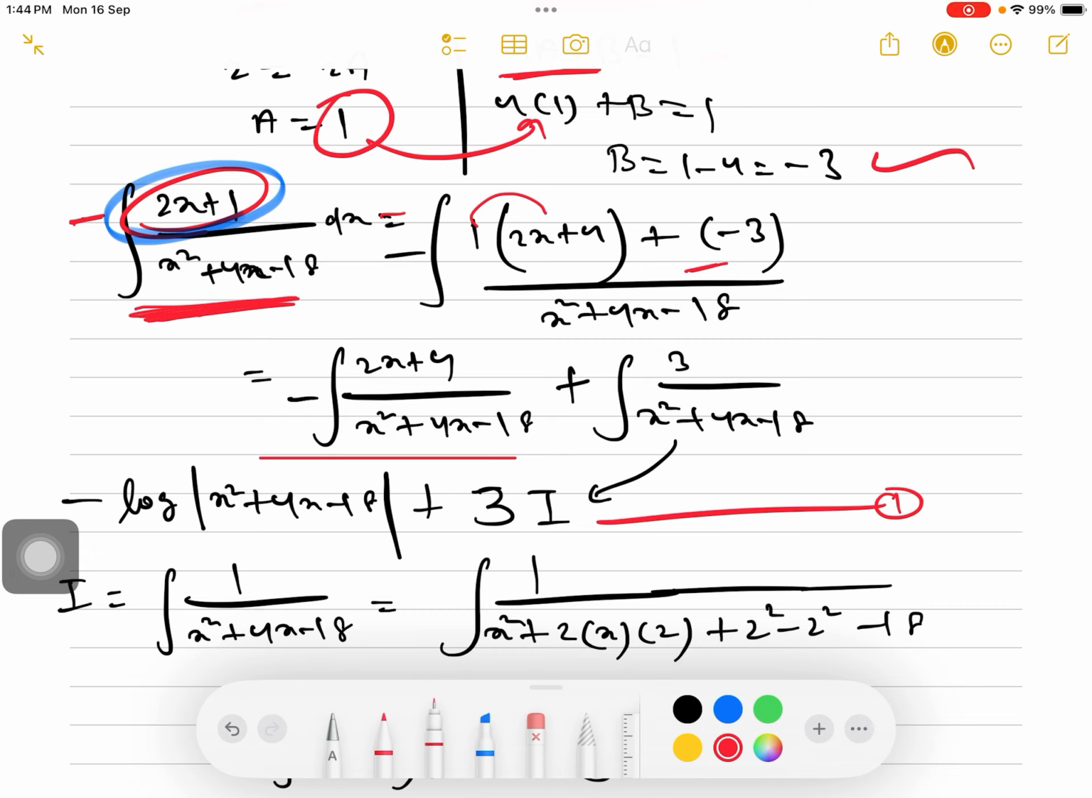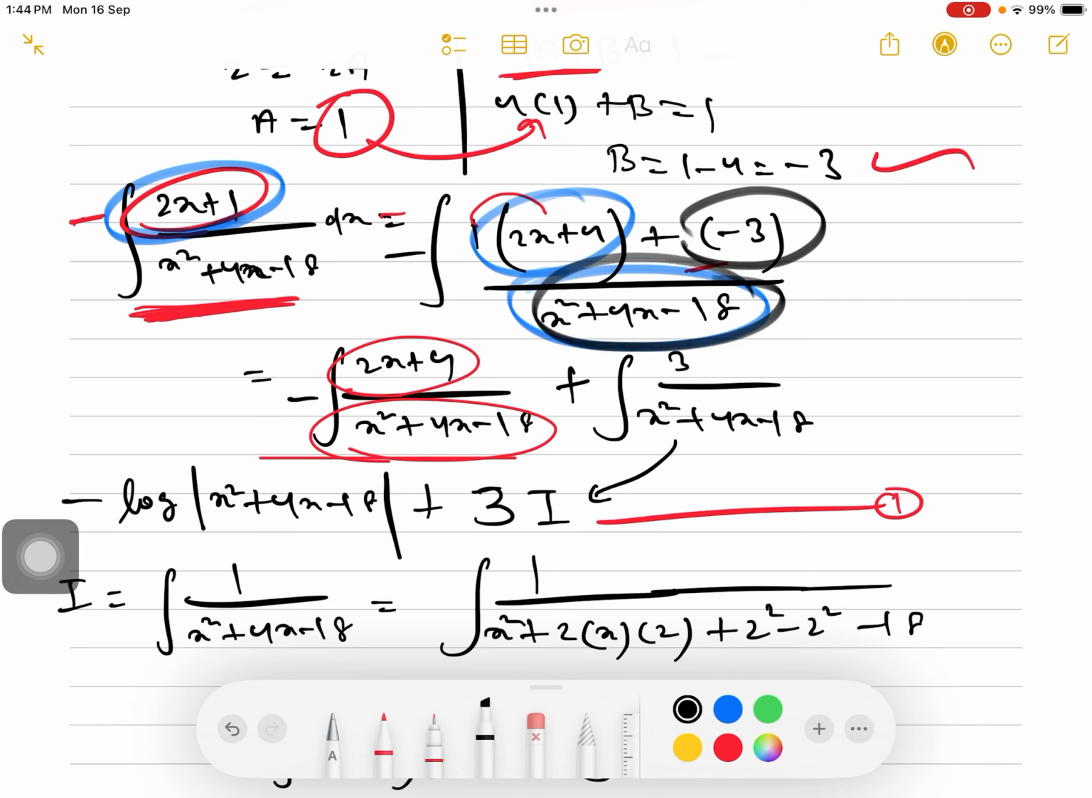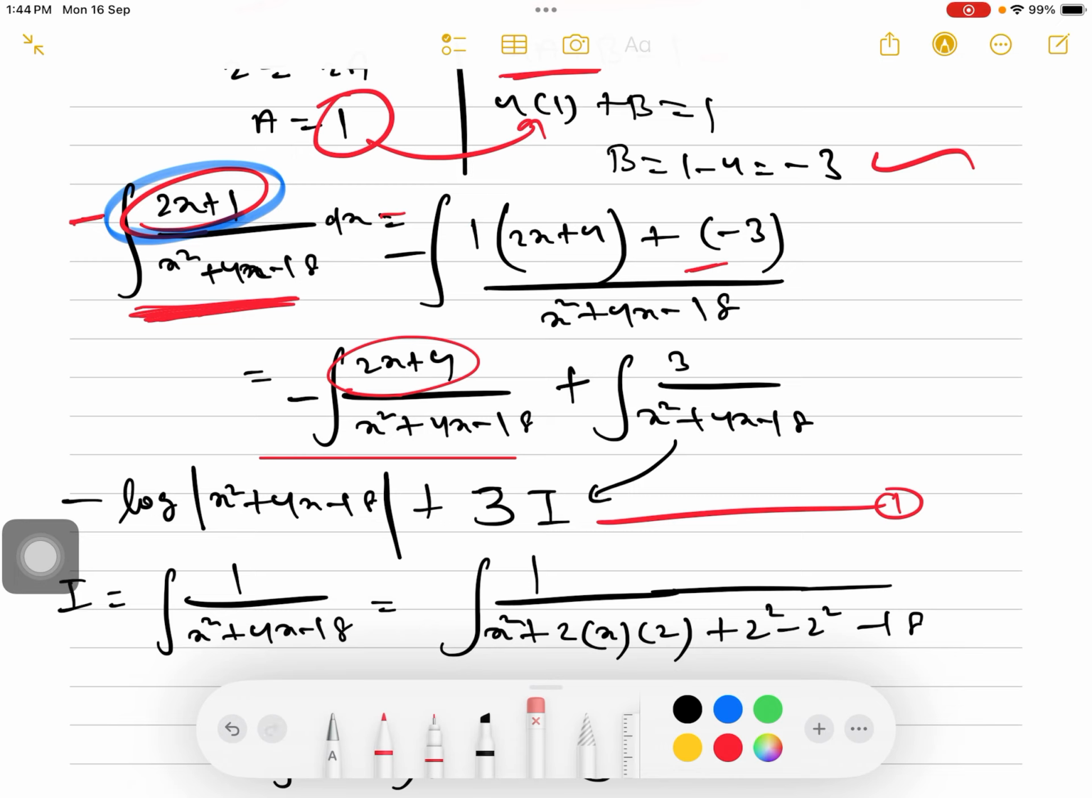So now you can separate the terms. So 2x plus 4 by x square plus 4x minus 18, that means this by this plus this by this we can write. We can separate the numerators. So that only I did, numerators I separated.